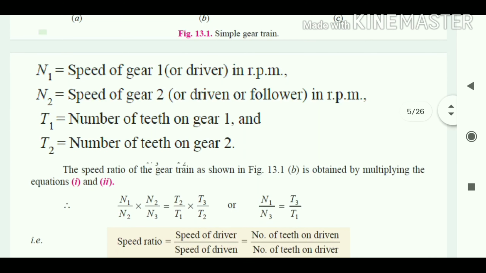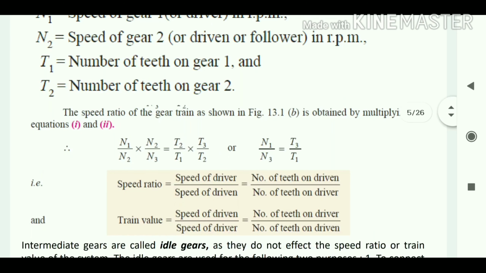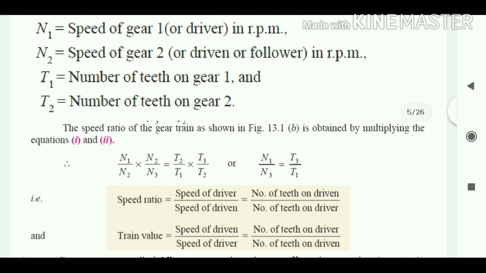Now here we are seeing the speed ratio. The speed ratio of the gear train is calculated as the ratio of speed of driver to speed of driven gear, which is equal to the number of teeth on the driven gear divided by the number of teeth on the driver gear. Here you are seeing N1 by N2 into N2 by N3 is equal to T2 by T1 and T3 by T2, or it can also be written as N1 by N3 is equal to T3 by T1.